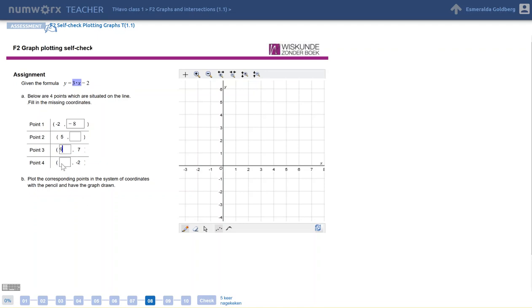Point 4 works the exact same way. Hopefully this worked a little bit to help you out with these exercises. Good luck with the rest.